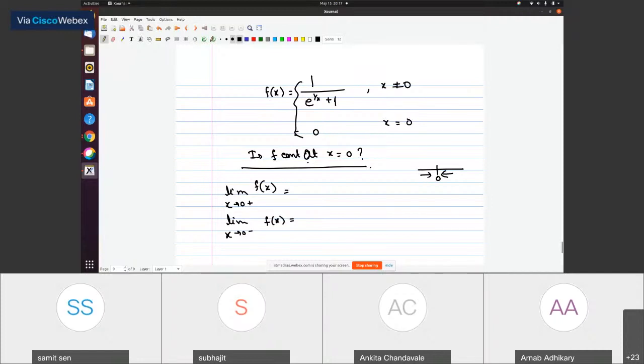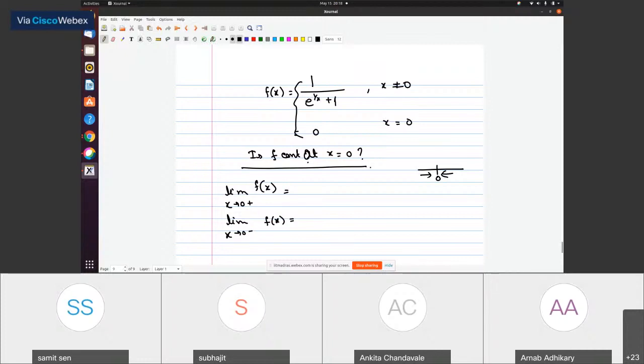No, not continuous. Why? Left hand side and right hand side are not matching, no? You are saying both are 0, right? Sir, from the right hand limit it is 0. From the left hand limit it is coming as half.